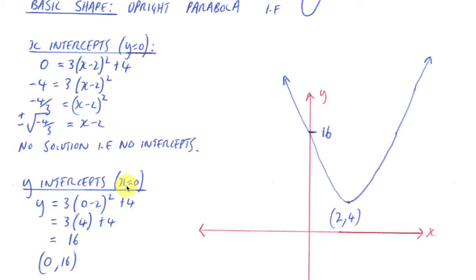Y-intercept, just make x equal to 0 and solve for y. I get the position 0, 16, so that's given here. Here's the turning point, drawn in, done.